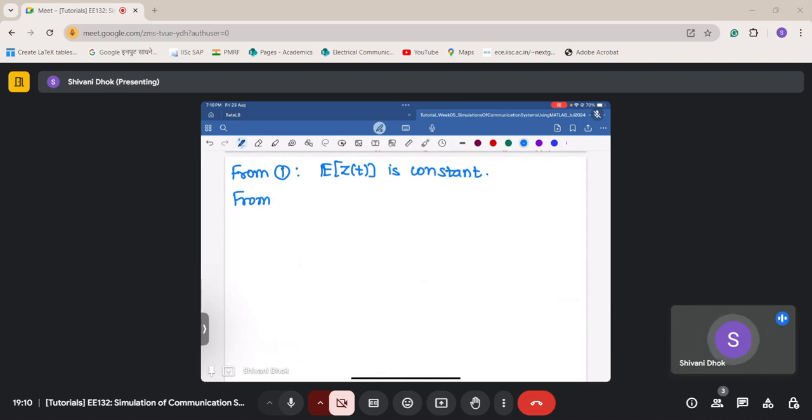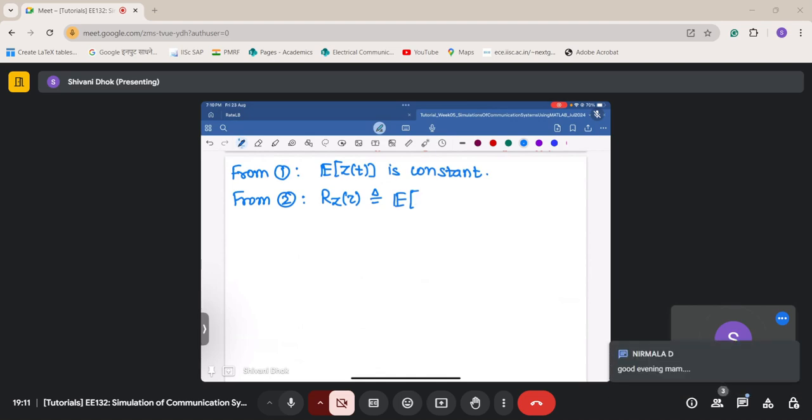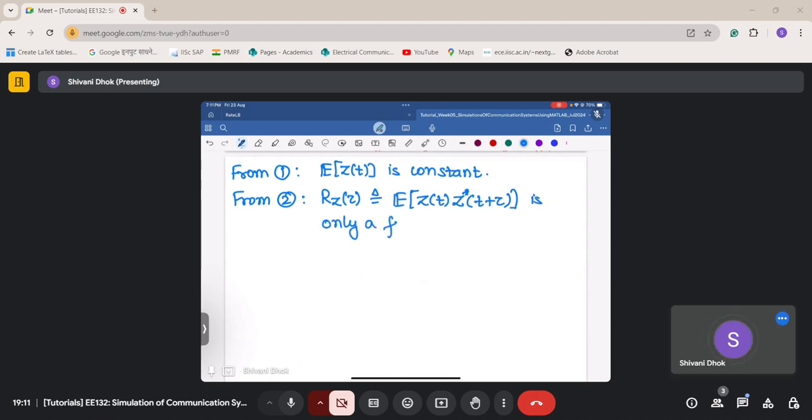and from equation 2 we observe that rz of tau, which we defined as expectation of z of t into z of t plus tau conjugate, is only a function of lag, that is tau. Therefore, z of t is a wide sense stationary process.